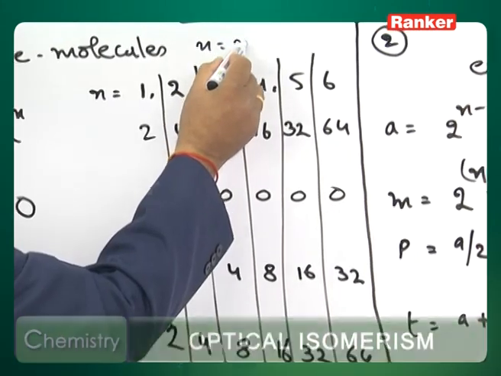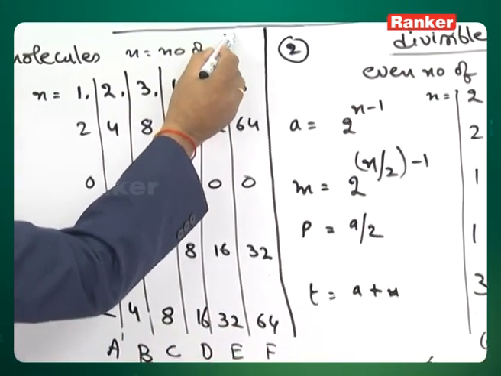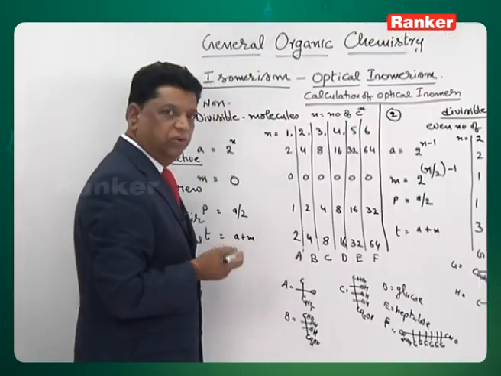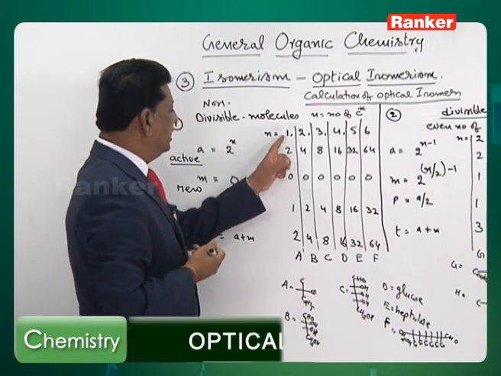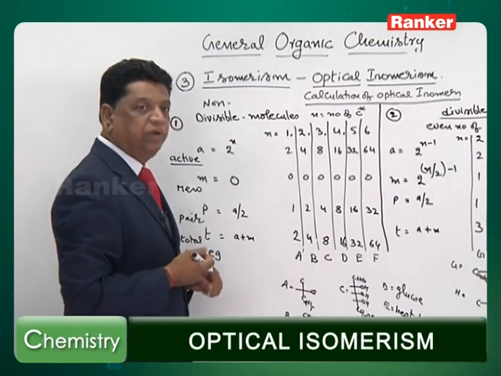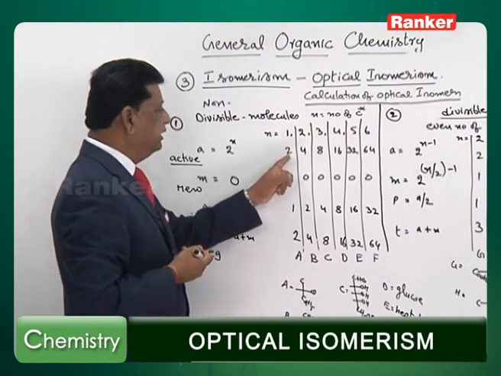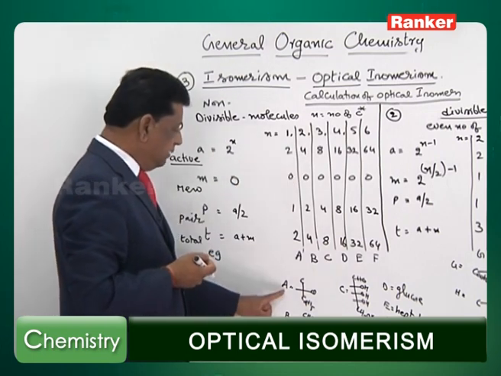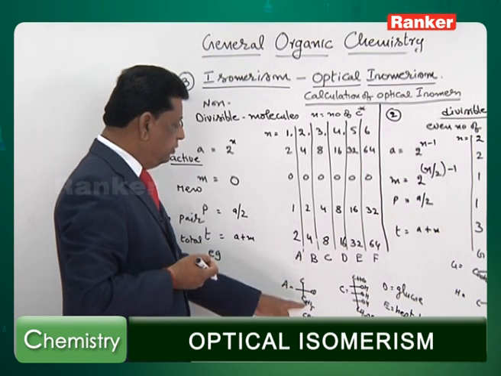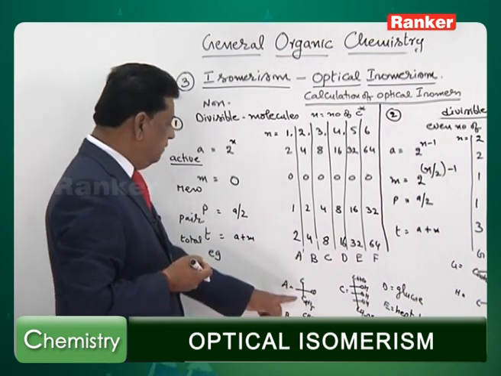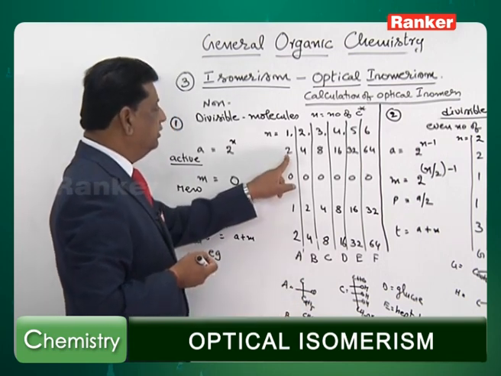N is equal to the number of carbons with 4 different groups, the chiral carbons. If one chiral carbon is there, we are going to get 2 active members: one is dextro, one is levo. An example here, 2-chlorobutane, that is secondary butyl chloride, will have the 2 isomers.